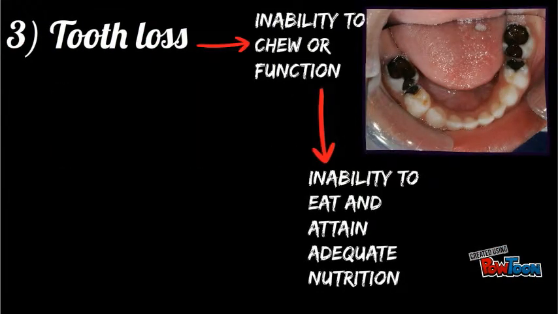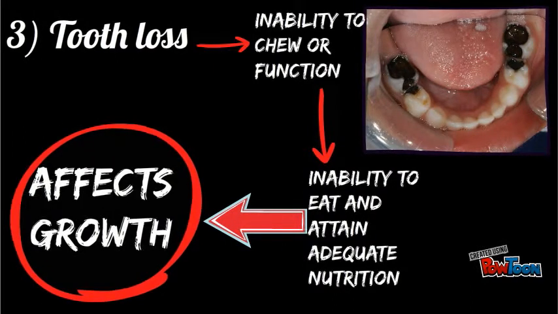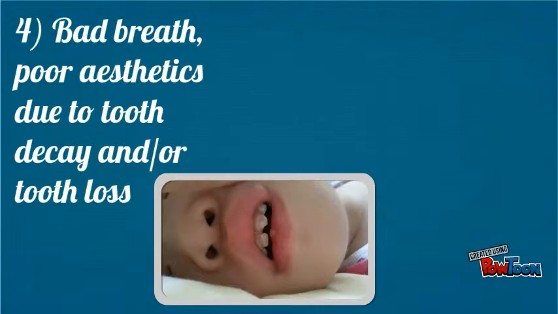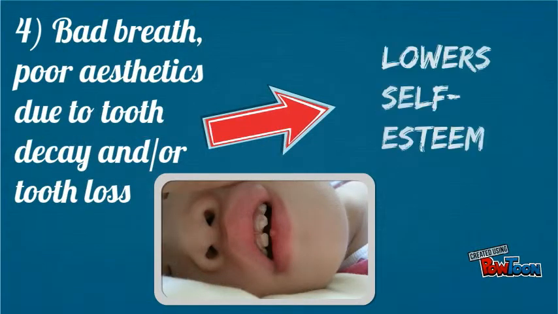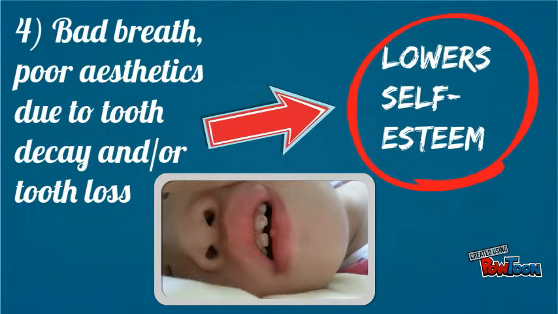Thirdly, tooth loss. Having less or no teeth to eat compromises nutrition and affects the growth of the child. Also, the bad breath and unsightly appearance lowers the self-esteem of the child.